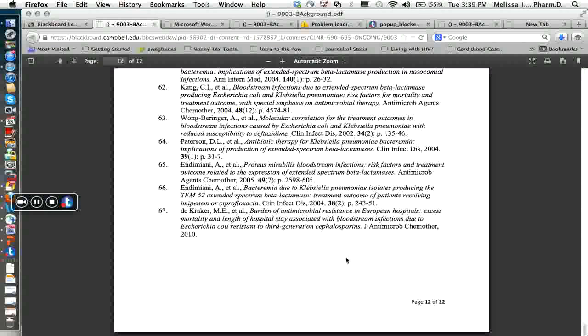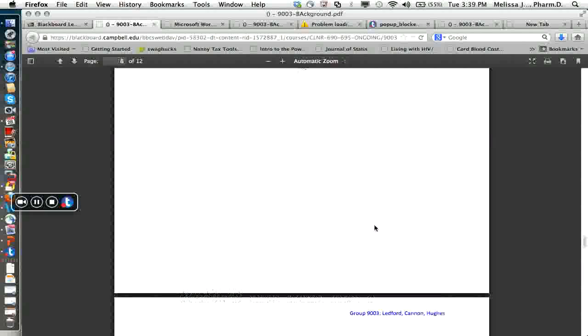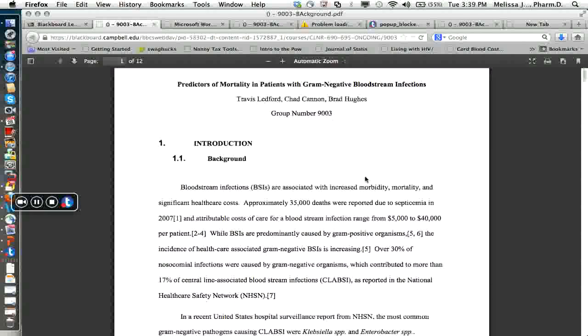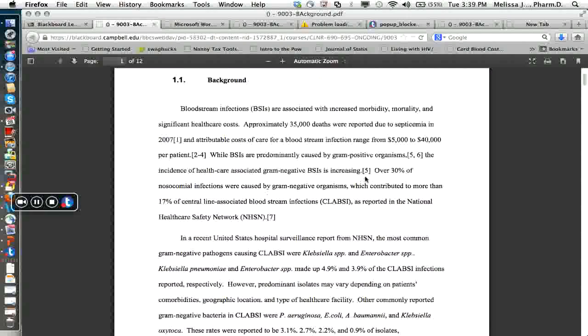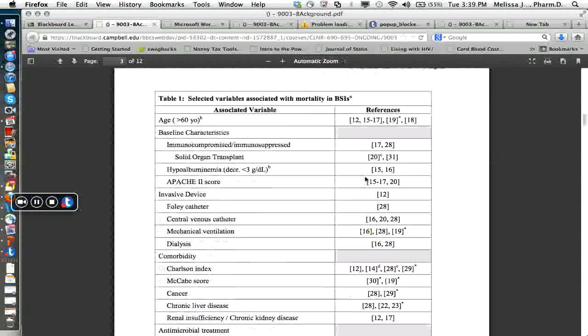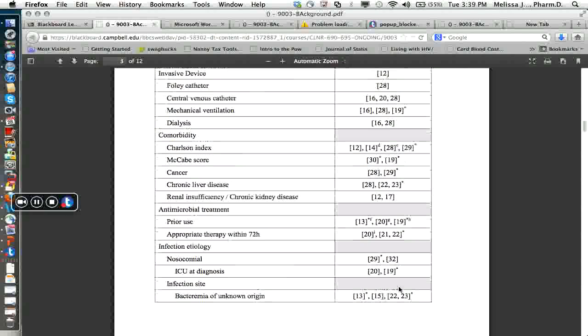There's the second background example that I wanted to show you. This one is quite a bit longer than the first because this group had a lot of risk factors related to their outcome that they were looking at. And this is the one where I mentioned that they had a table of all of the covariates or potential confounders in their study and the previous studies in which they were observed.